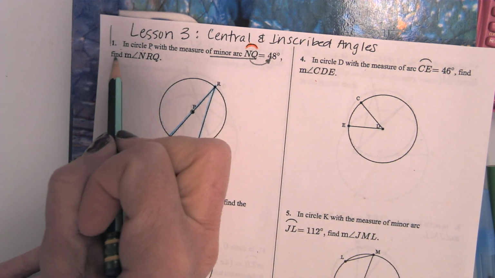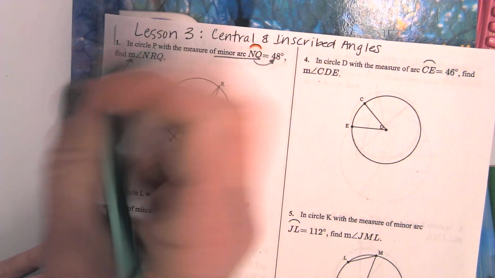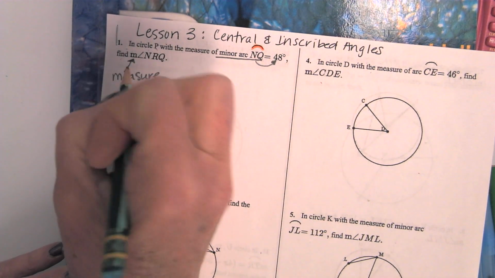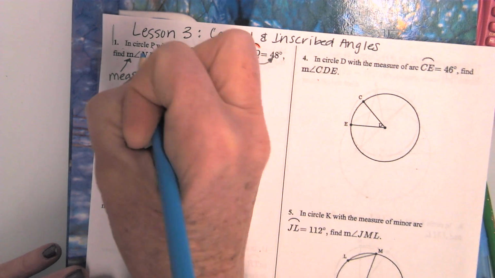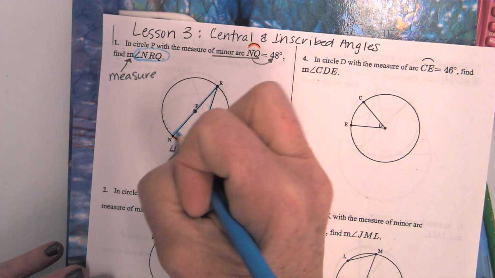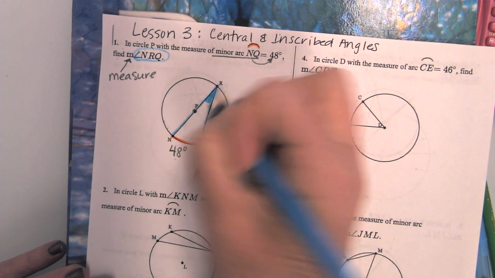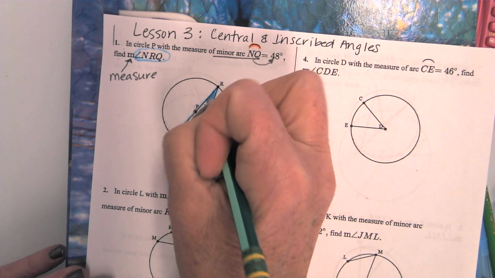Now it asks me to find the measure. Remember, that M means measure. Find the measure of angle NRQ. Angle NRQ. They want me to find this measurement right here. So I am going to go ahead and put an X. What is that measurement?